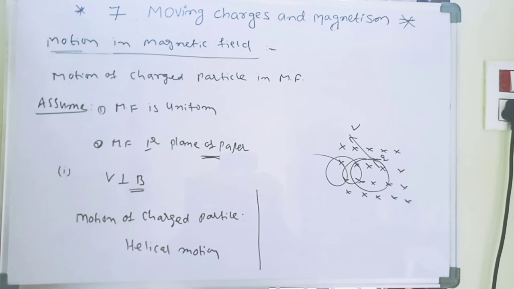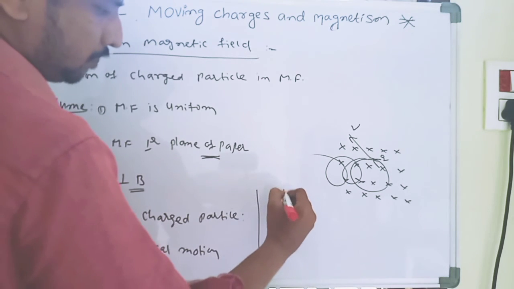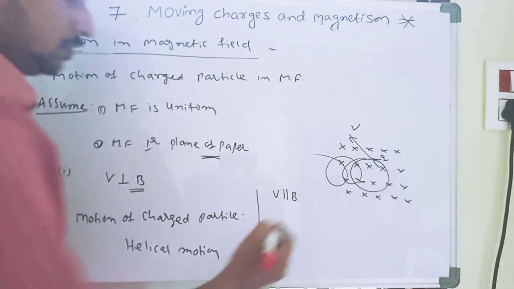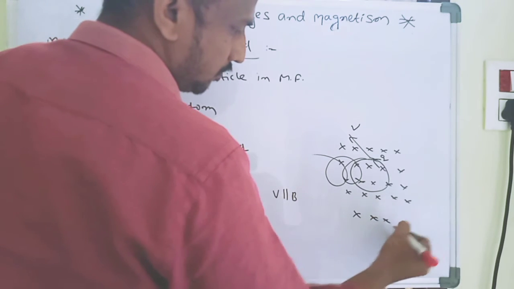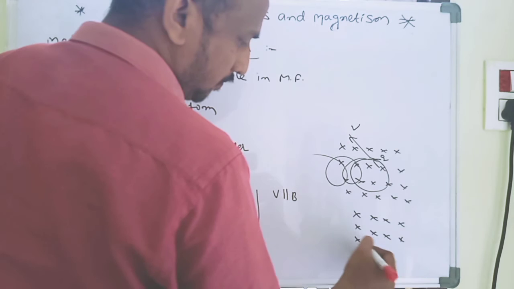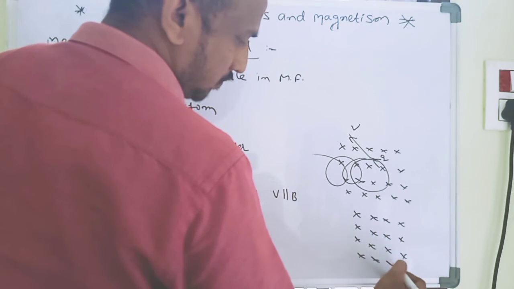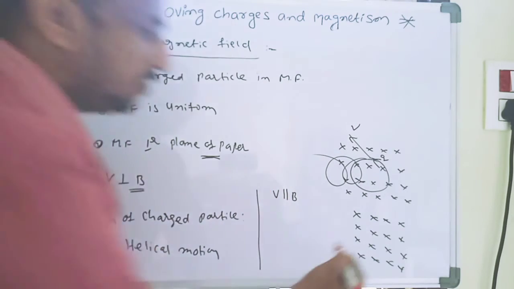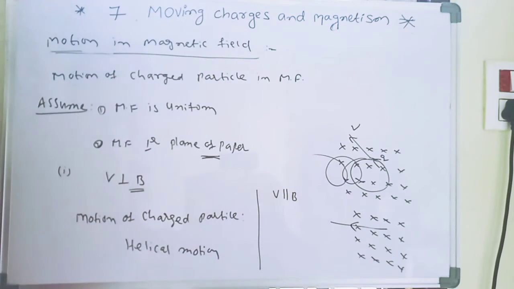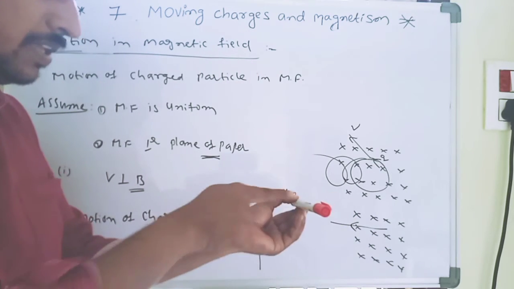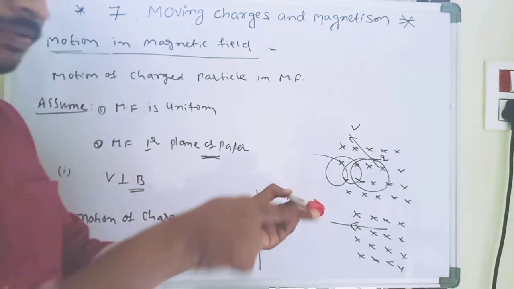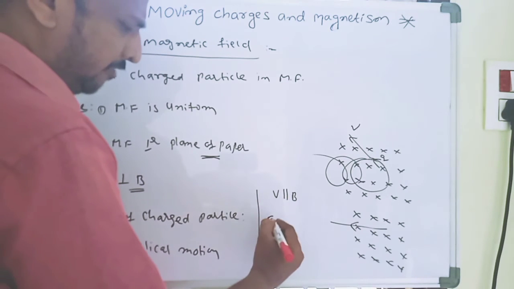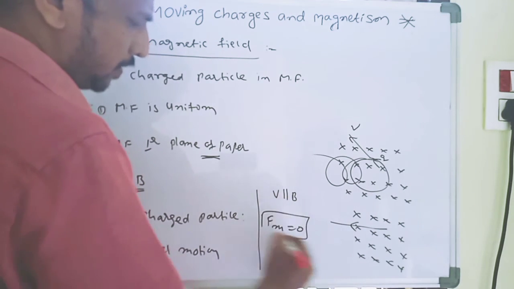Now we go with V parallel to B. This is my magnetic field, and the velocity of the charged particle is in the same direction. V is parallel to B. So what about the magnetic force here? Magnetic force is 0. It is not possible.